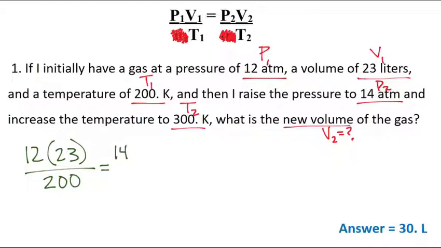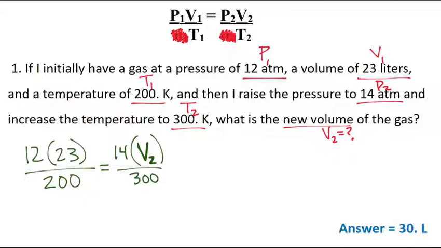P2 was 14. V2 is what I'm looking for. And even though I don't have a number for it, I do need to write either V2 or X, if you prefer, in my equation. And then my T2 is 300. So this is what I expect to see. This is the absolute minimum that I need to see written on each problem that you work out, as the numbers from the problem substituted in to our equation in the right places.